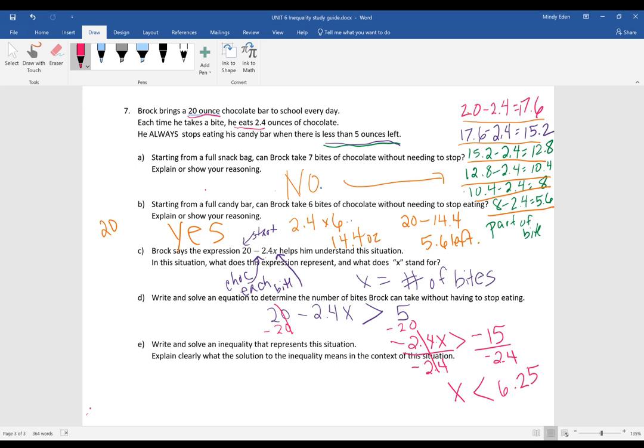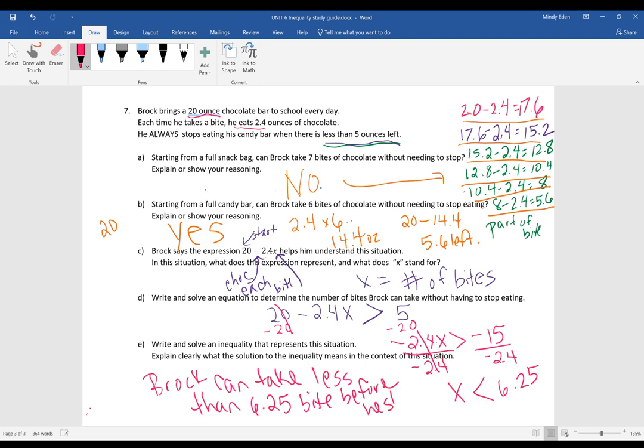So on part E, it says, explain clearly what the solution to the inequality means. So x was the number of bites, so that means that Brock can take less than 6.25 bites before he stops. And that's exactly what it means.